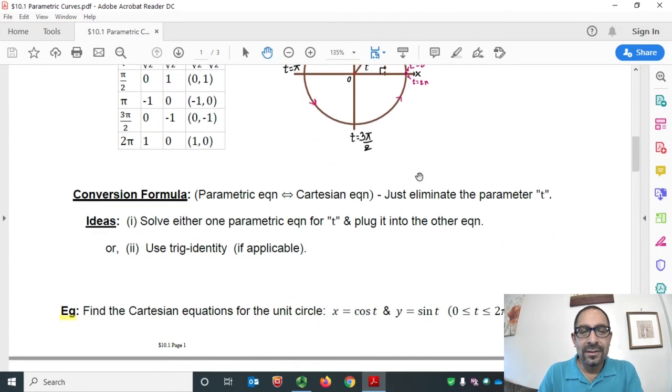Conversion formula, meaning parametric equations to Cartesian equations, and from Cartesian equations to parametric equations. To go from parametric equations to Cartesian equations, just eliminate the parameter t. Quick idea: solve either one of the parametric equations for t and plug it into the other equation, or use a trig identity if applicable.